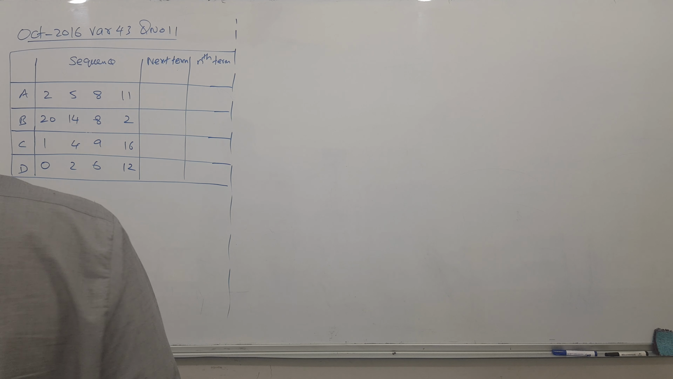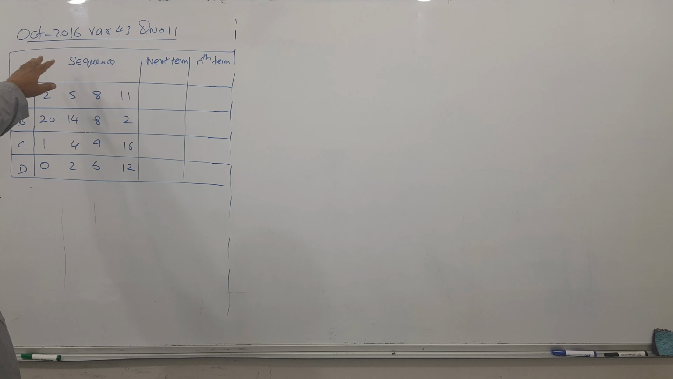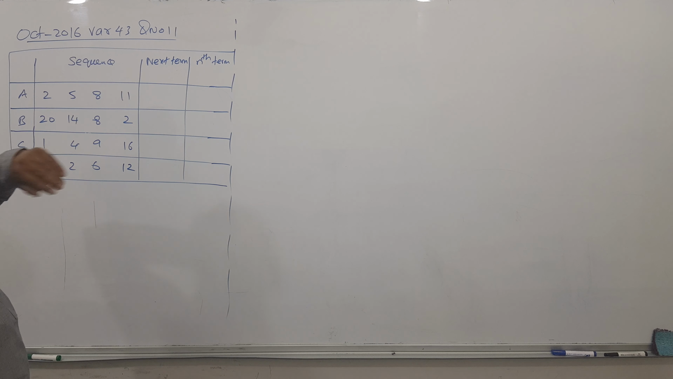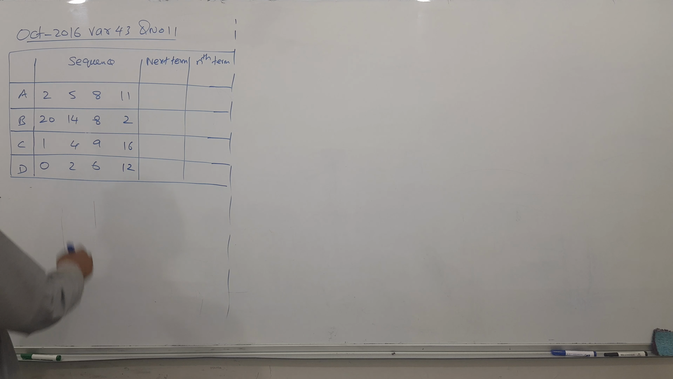Bismillahirrahmanirrahim. This is October 16, variant 43, question number 11. Topic is whole level sequence.